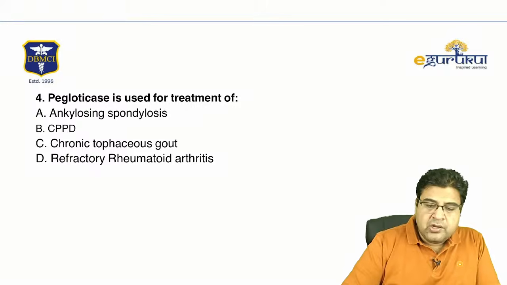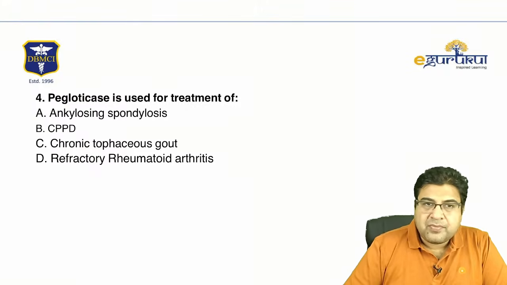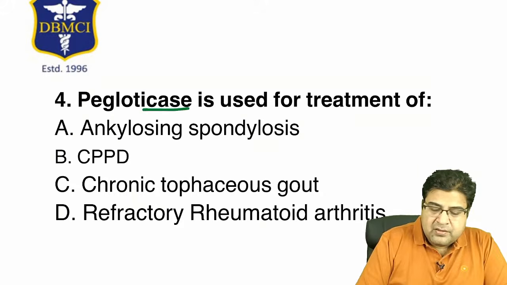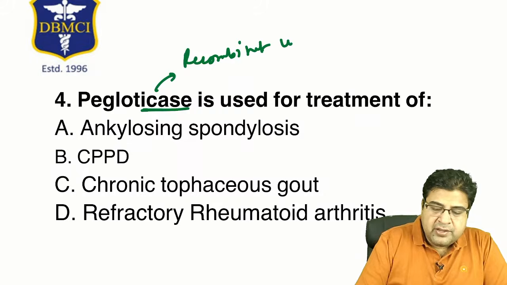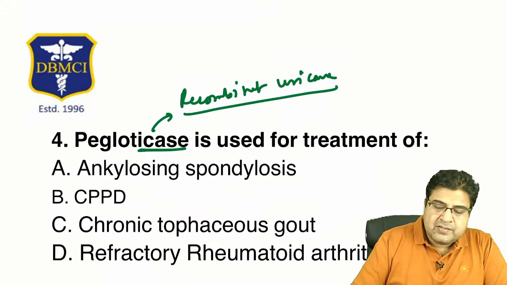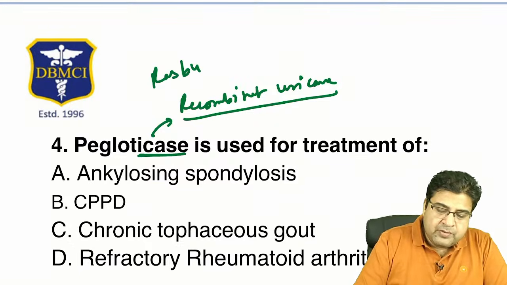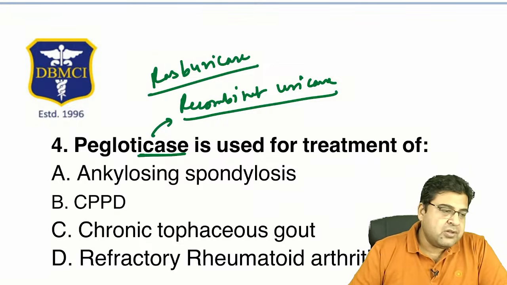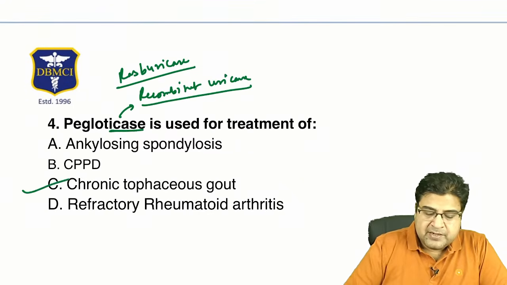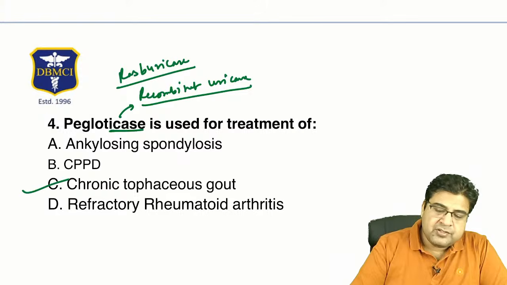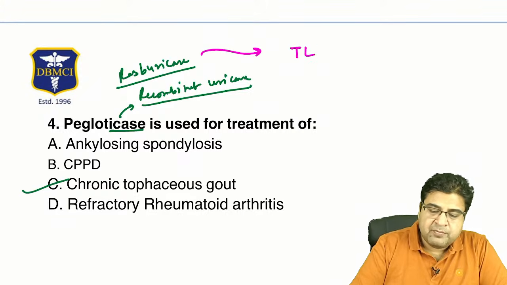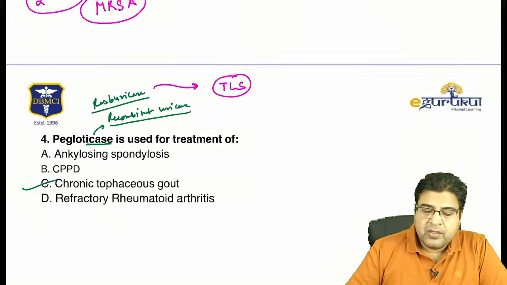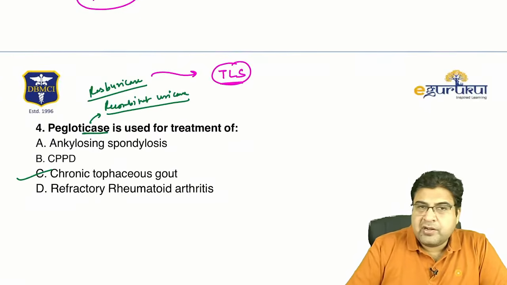Next, now we have pegloticase. Pegloticase is a medicine which is a recombinant uricase. So this is a recombinant uricase. One more medicine belonging to this class is rasburicase. So we have pegloticase and rasburicase. Now where do we use these medicines? We can use pegloticase for the treatment of chronic tophaceous gout, right? And rasburicase is given for the treatment of tumor lysis syndrome. Right? It is also given for tumor lysis syndrome.